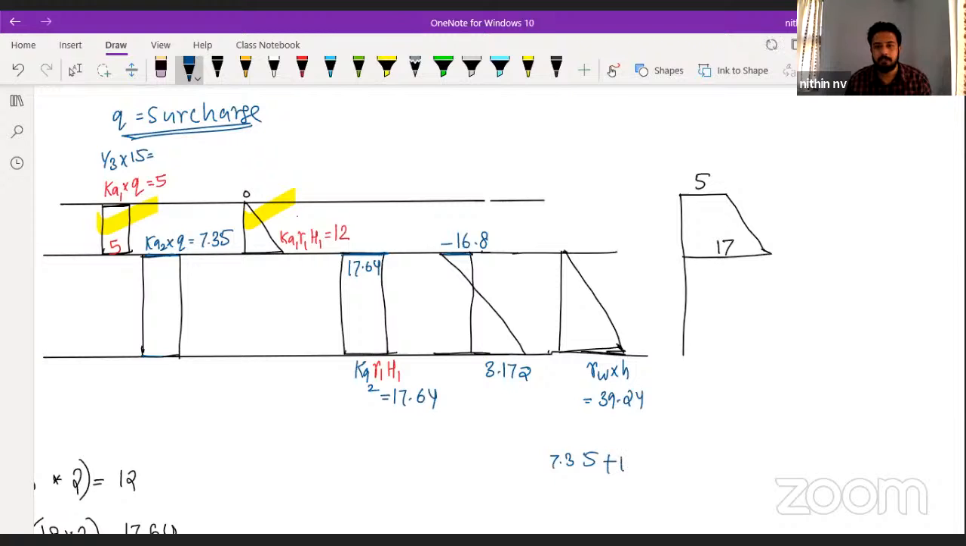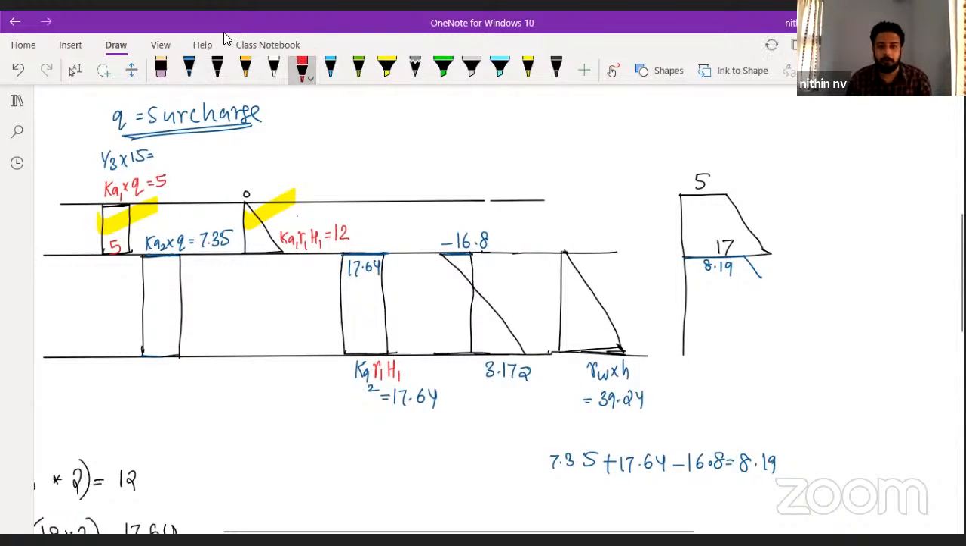7.35 plus 17.64 minus 16.8. How much will it be? Everyone please calculate and tell me, so that I can confirm my answer. Are you getting 8.19? Okay, good. So here 8.19 will come, which means from here my next figure is starting. Are you getting 8.19, everyone?